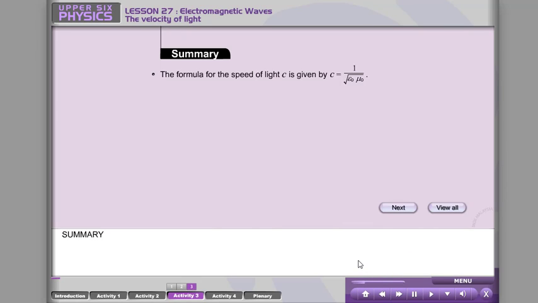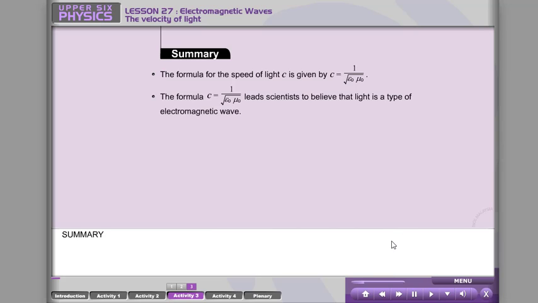Summary. The formula for the speed of light, c, is given by c equals 1 over square root of epsilon naught mu naught. The formula c equals 1 over square root of epsilon naught mu naught leads scientists to believe that light is a type of electromagnetic wave.